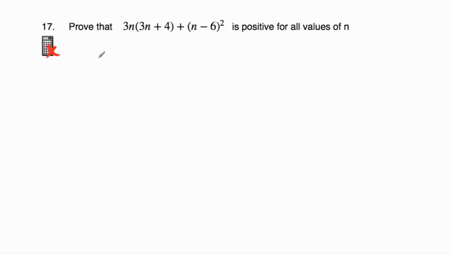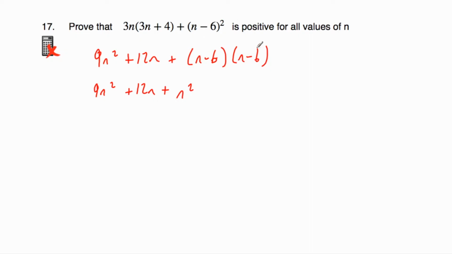So 3n times 3n would be 9n squared, and 3n times 4 would be plus 12n. Then we've got plus this bracket squared, so it's n minus 6 multiplied by n minus 6. So that's 9n squared plus 12n, and then plus n times n, that's n squared. n times minus 6 is minus 6n. Minus 6 times n is minus 6n. And minus 6 times minus 6, well, negative times a negative is a positive, so plus 36.